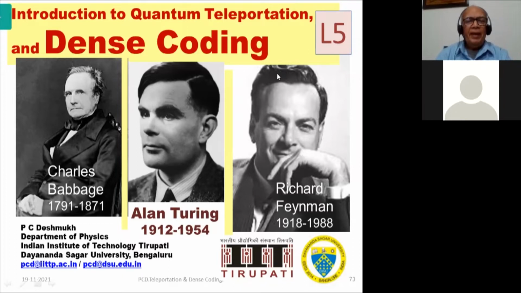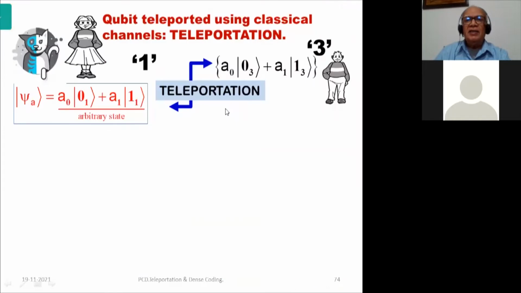Greetings. We will discuss dense coding in this class. After we have already discussed teleportation, which is to communicate this piece of quantum information which Alice had, we managed to figure out how this can be teleported to Bob, who is at a remote location. And this information could be teleported using entanglement, which is always there.